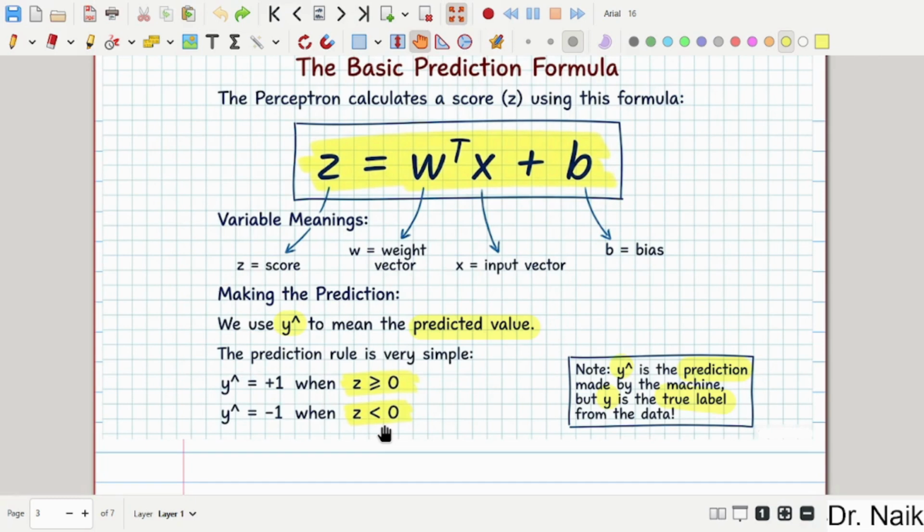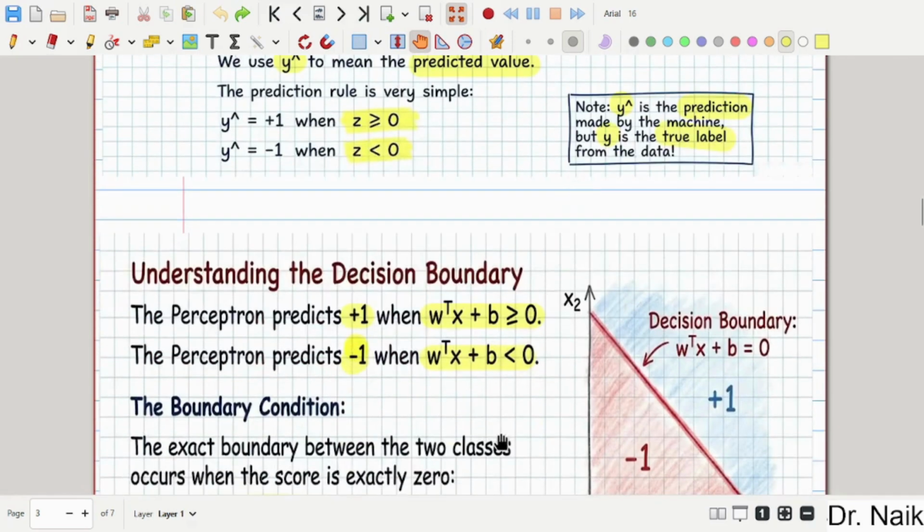That means if w transpose x plus b is greater than or equal to 0, we will predict the value as plus 1, and if w transpose x plus b is less than 0, we will predict the value as minus 1. Note that y hat means the prediction and y is the true label from the data.